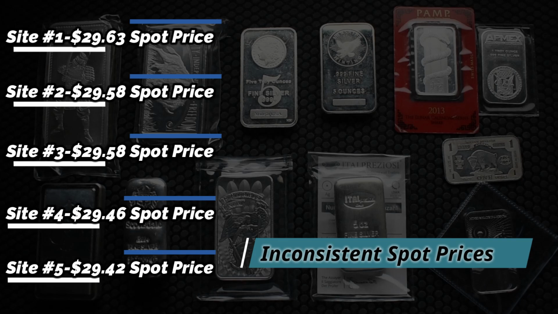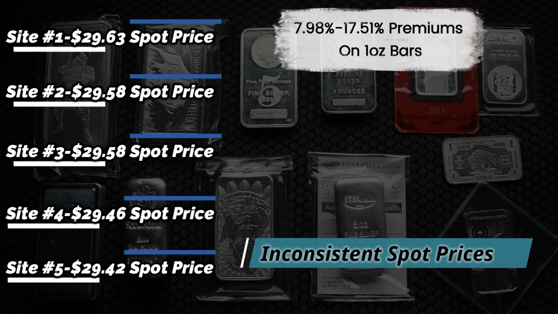So as far as average percentage of the 5 bars on each site goes, the 1 ounce bars ranged anywhere from 7.98% as the absolute lowest from site number 5, and then all the way up to 17.51% premium on 1 ounce bars. And that is the lowest priced 1 ounce bars some of these sites had available, which is crazy. Nothing special, the most generic 1 ounce bar you've seen. They were charging 17.5% premium.